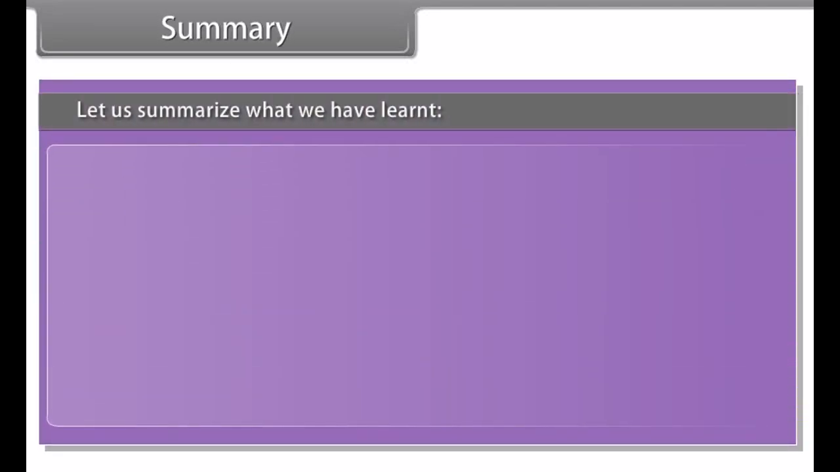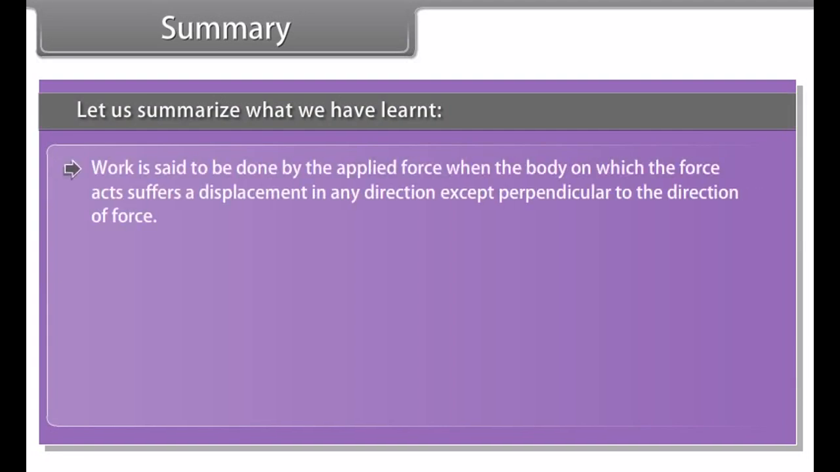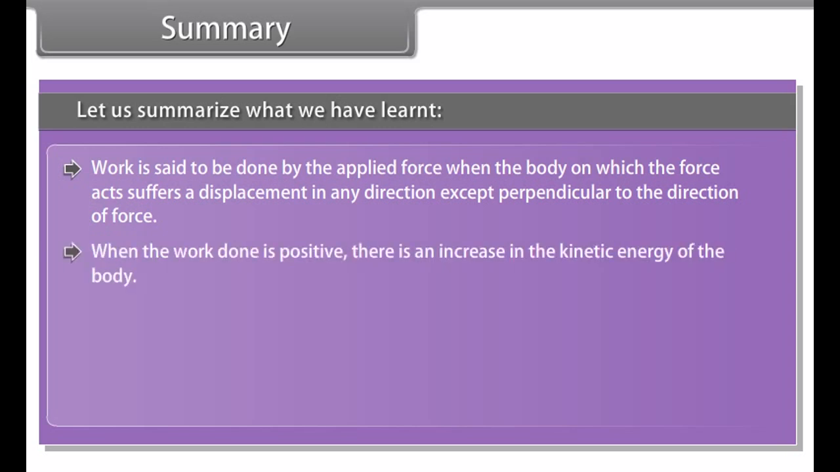Summary. Let us summarize what we have learned. Work is said to be done by the applied force when the body on which the force acts suffers a displacement in any direction except perpendicular to the direction of force. When the work done is positive, there is an increase in the kinetic energy of the body. The area between the F-S graph and the S-axis gives the work done.